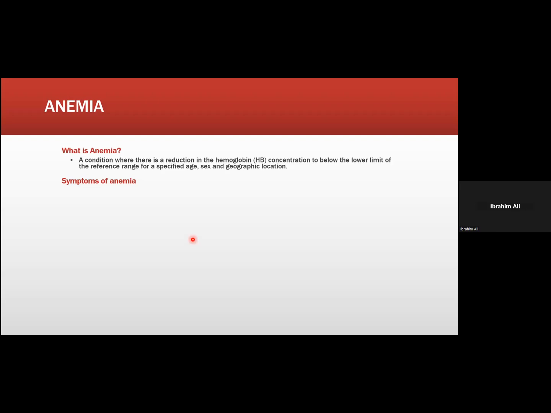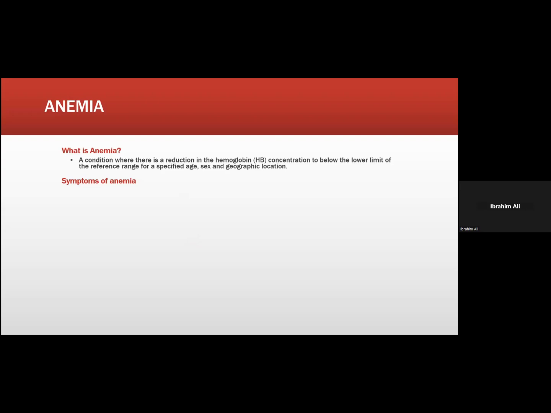And also I want us to go through the signs and symptoms of anemia. And by the way, what is the difference between signs and symptoms? Yeah, Osman, HB below 12 for female and 13 for male. Yeah, you are right, but also make sure you put geographical location, and it matters also for the sex, you have put it rightly.